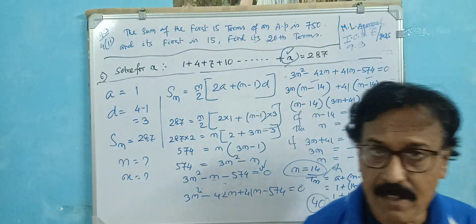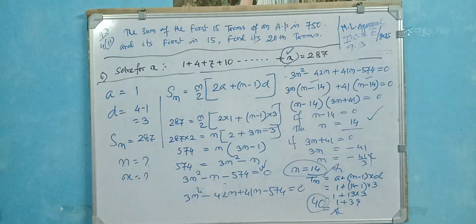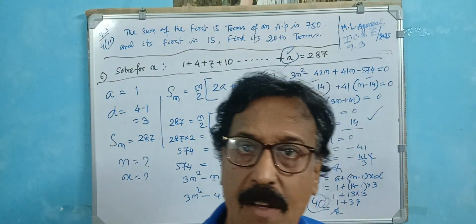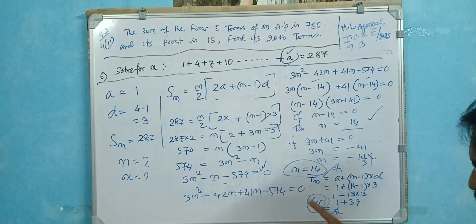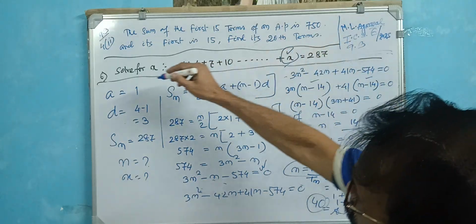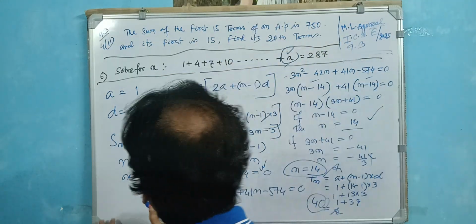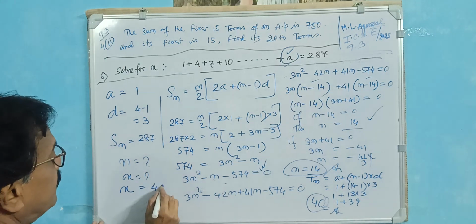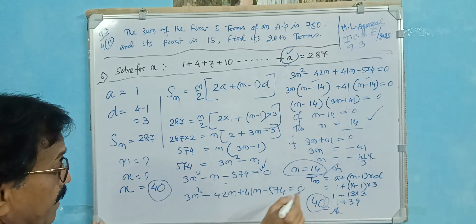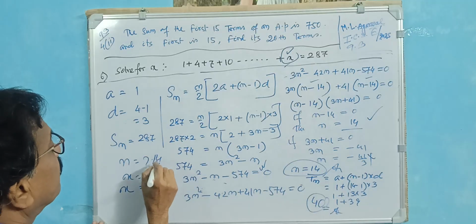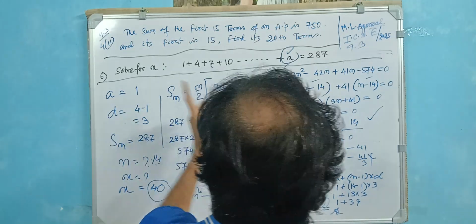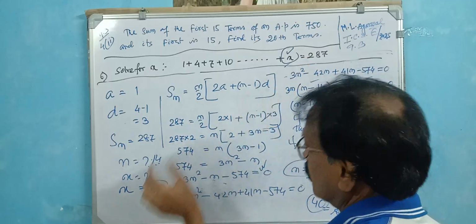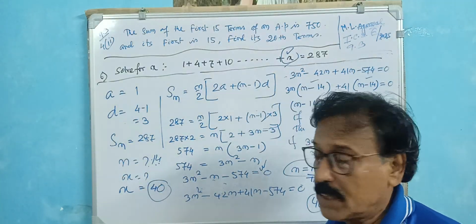Is it clear? Very interesting sum. Value of x is 40. Solve for x: so x is equal to 40. This is the answer. And what is n? n is 14, the number of terms. Clear? You just find out the value of x. The value of x is 40.